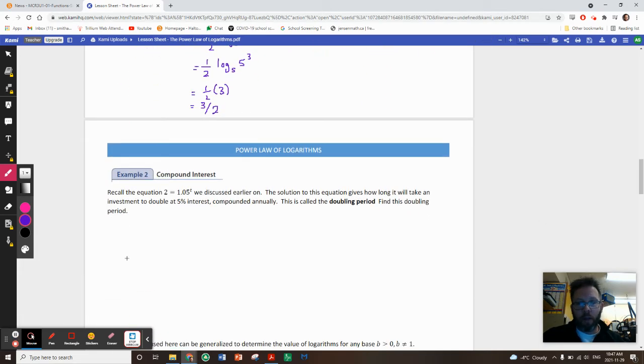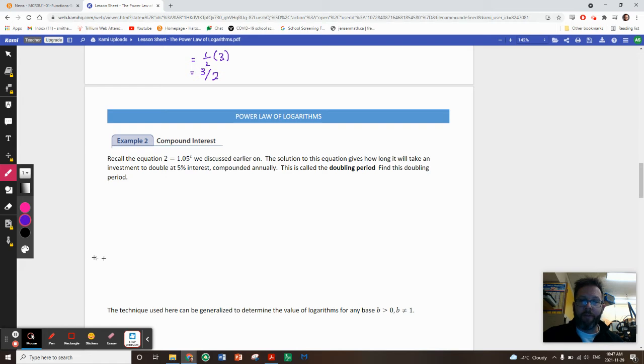So let's continue. Let's revisit the motivation we talked about earlier on. Remember when we were investing $100 at 5% interest compounded annually, if we wanted to know how long it would take for our investment to double, we wound up with the equation 2 equals 1.05 to the power of t. When you find this time, this is called the doubling period of an investment. Let's find the doubling period for our scenario.